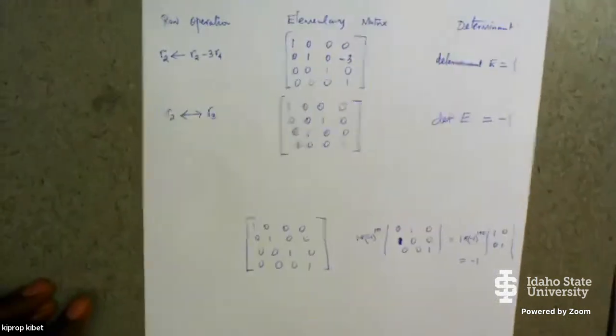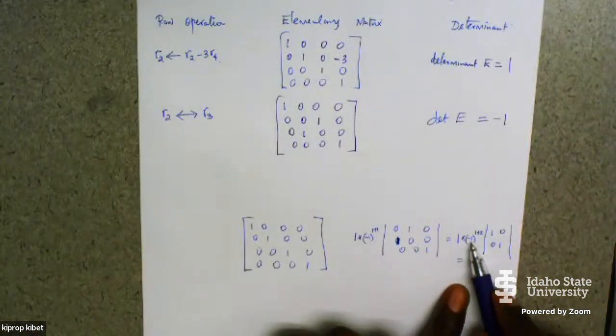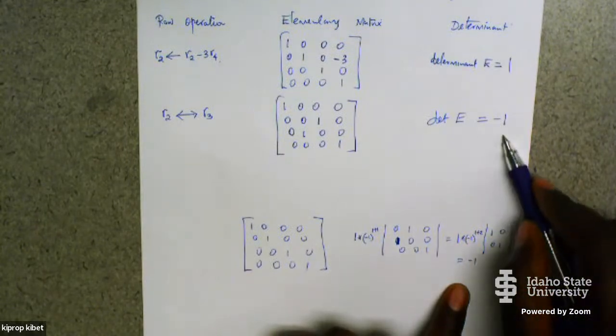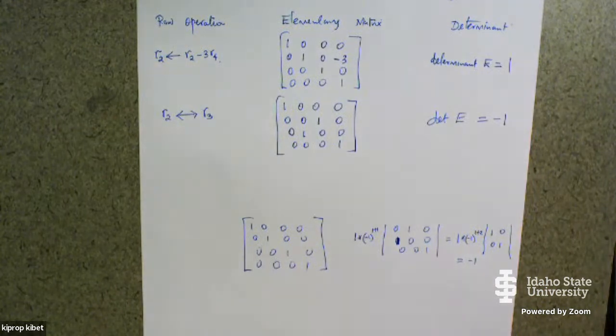Are you seeing this? 1 plus 2 is 3, and negative 1 raised to 3 is negative 1. This is 1 and this is 0, so it will give us negative 1. So when we switch rows of an elementary matrix, the determinant changes sign.